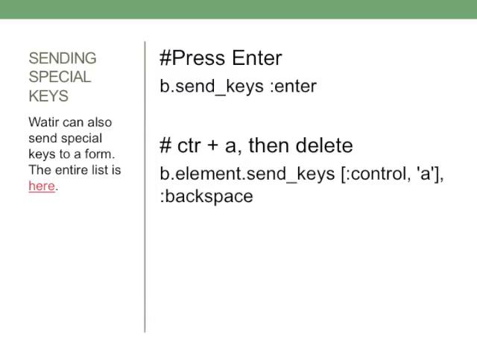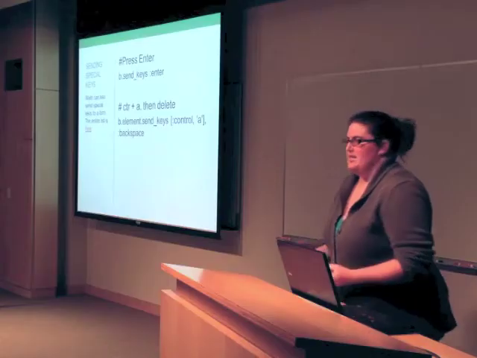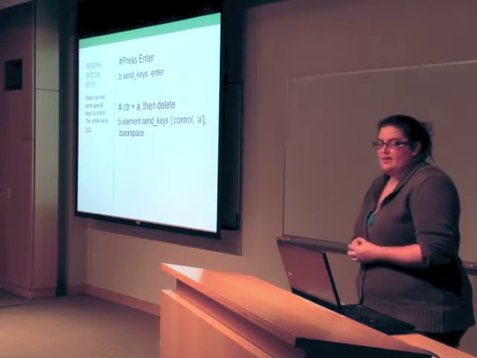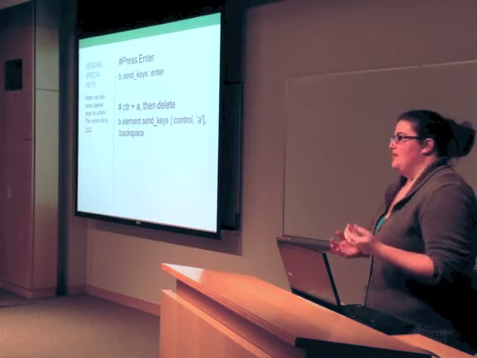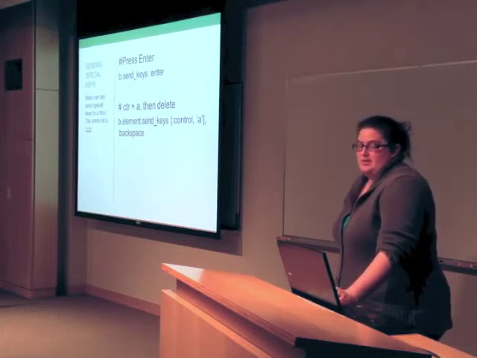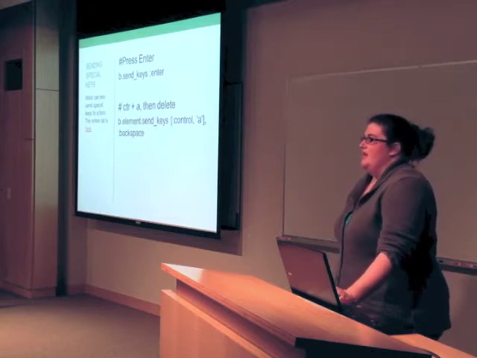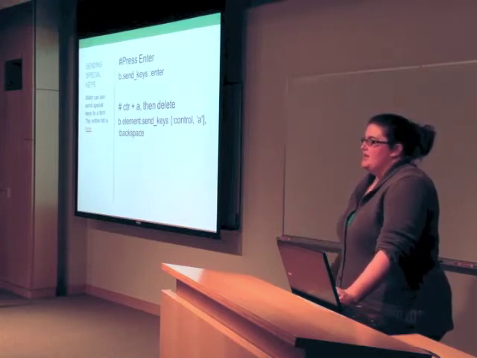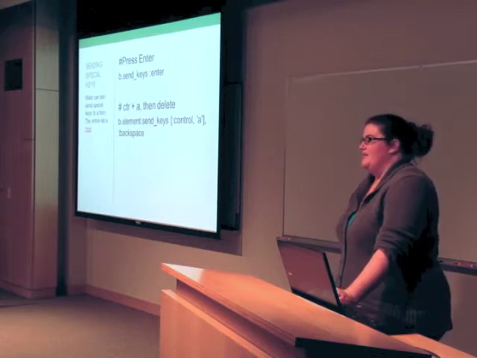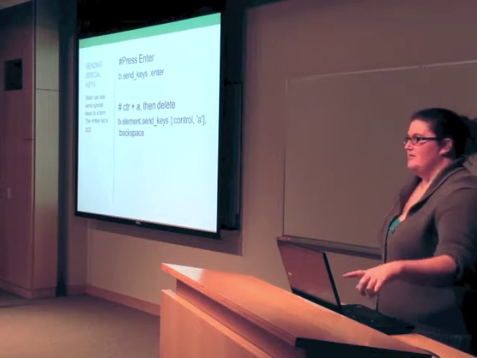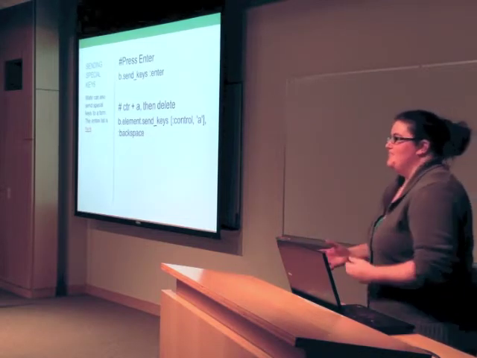There's a whole list of special keys that you can send. One example I've done is I had to clear out a text box and enter some text in. So one of the most basic ones you can do is enter. The way you do it is you do browser, in this case b, dot send keys, and then you would send a symbol for your key that you want to click. So you can do enter, mouse up, page down. There's a whole list. In the slideshow, I've linked to the entire list.